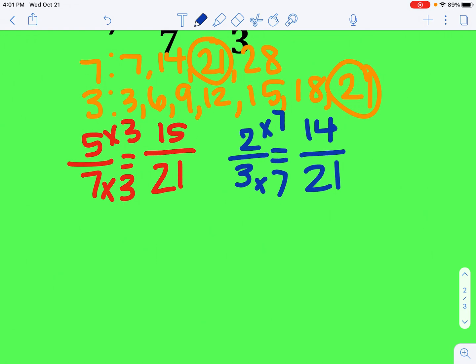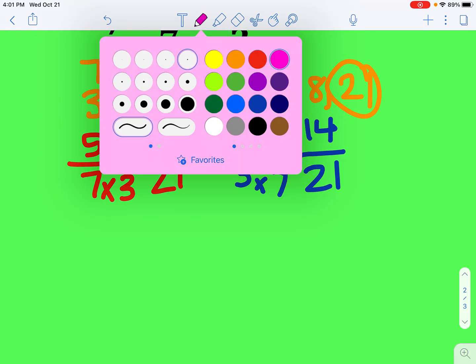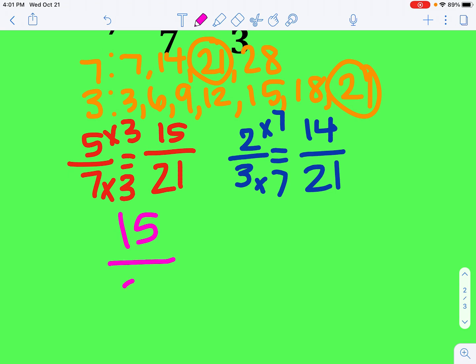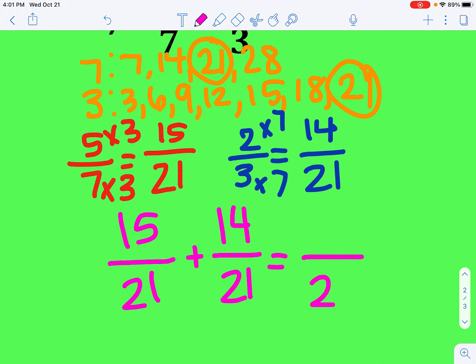So now I add my fractions. I have 15 over 21 plus 14 over 21. Oops, sorry, I'm not adding anymore. I am subtracting. So sorry. When you subtract, our denominators stay the same, but now I'm doing 15 minus 14, which gives me 1 over 21 for an answer.